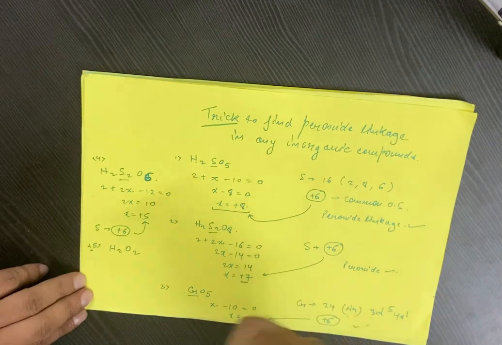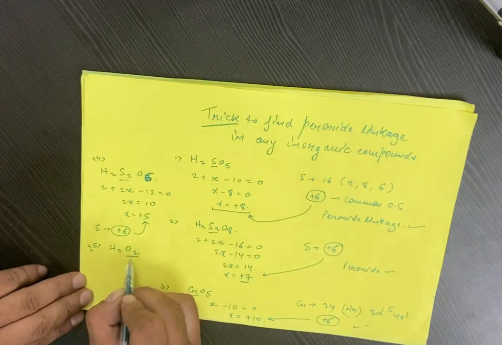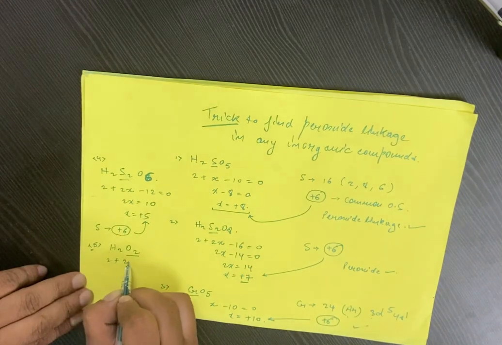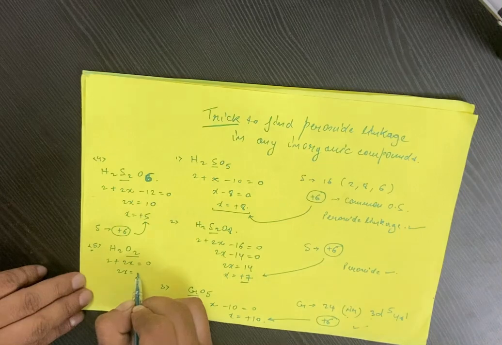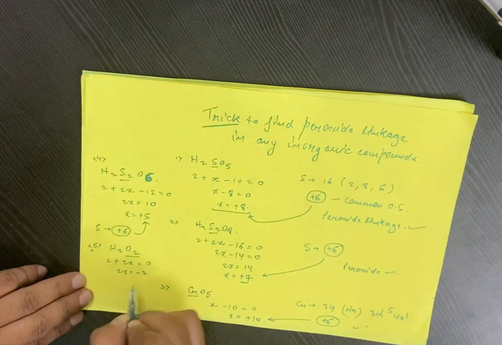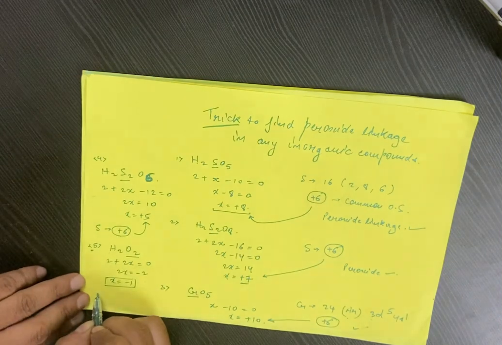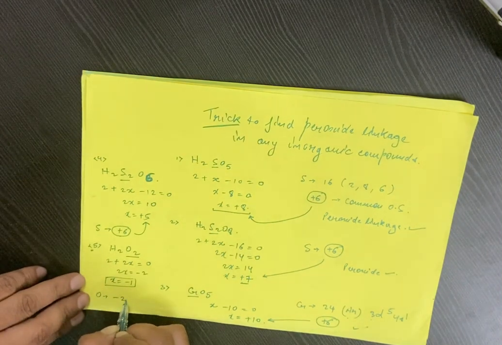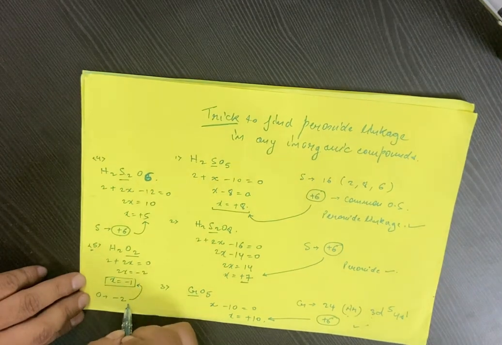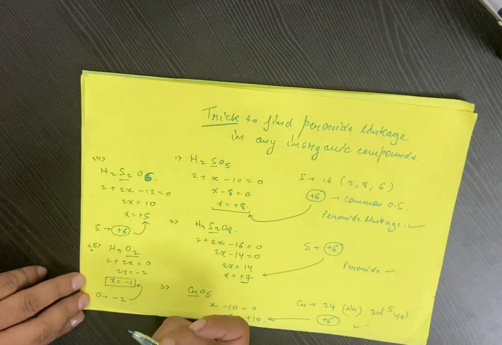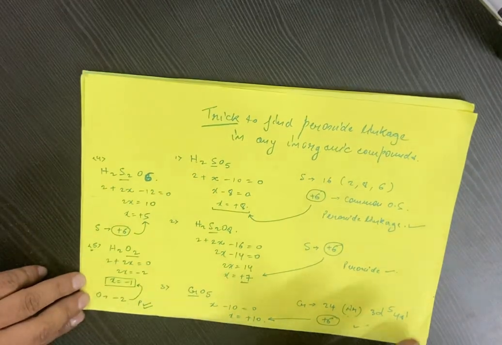But let's prove this by this trick. We will calculate the oxidation state of oxygen. Hydrogen 2 plus 2x equals to 0. So 2x comes to be minus 2. X comes to be minus 1. Oxygen has a maximum oxidation state of minus 2. But here it is showing minus 1. So as there is a variability in its oxidation state, that's why the peroxide linkage is present.